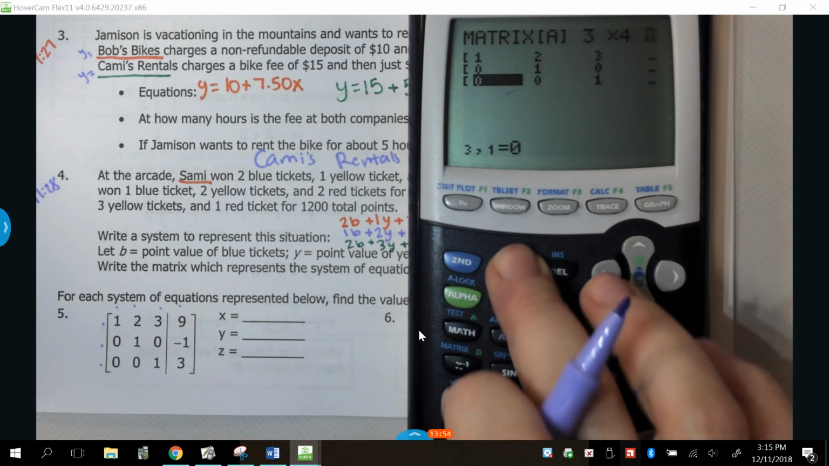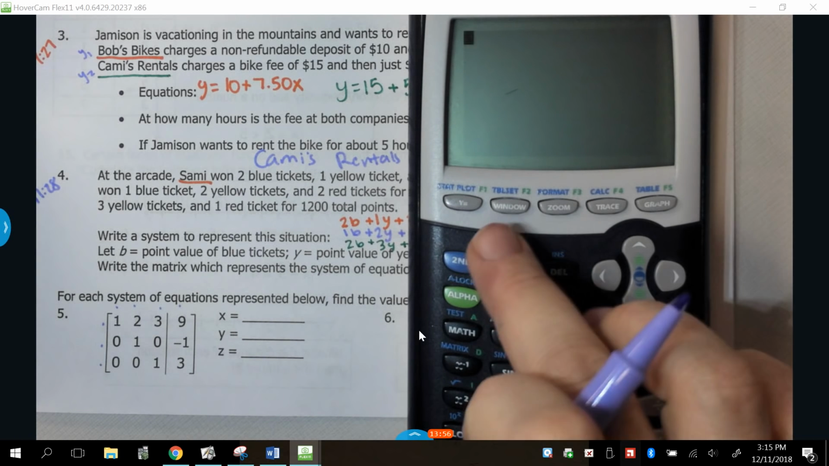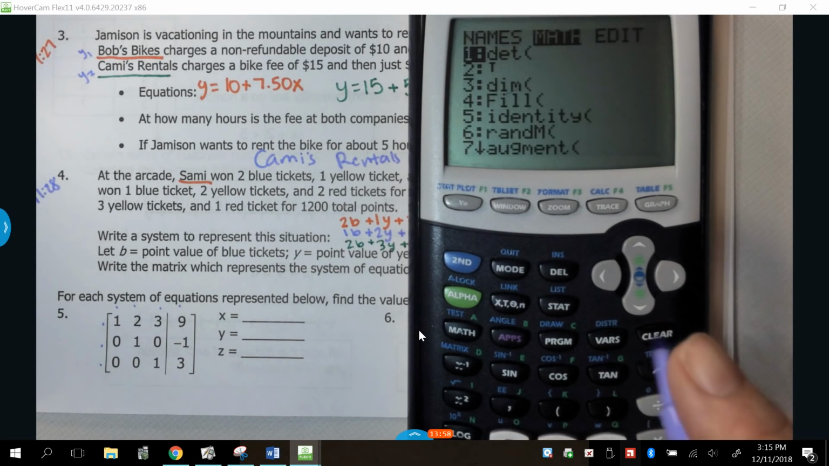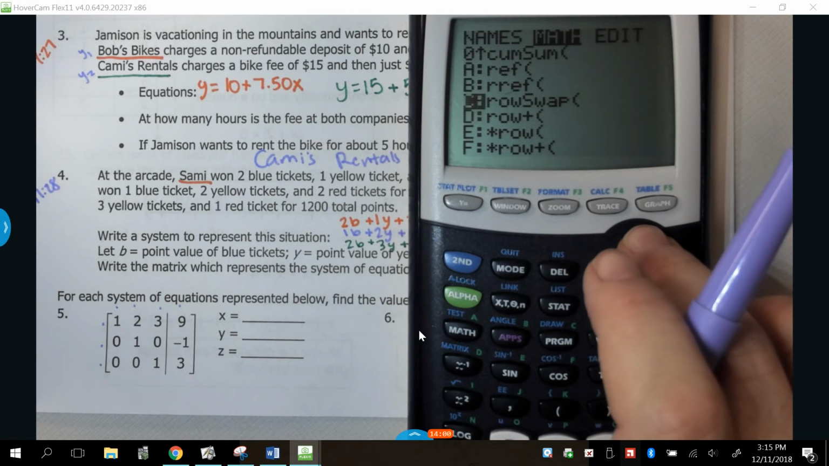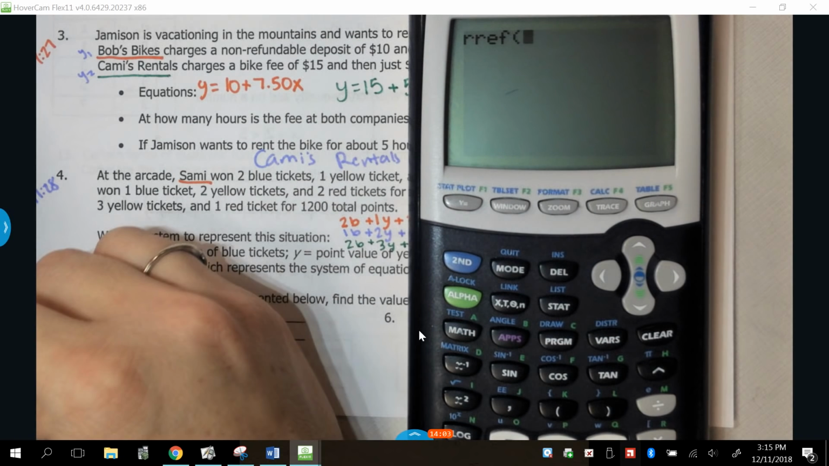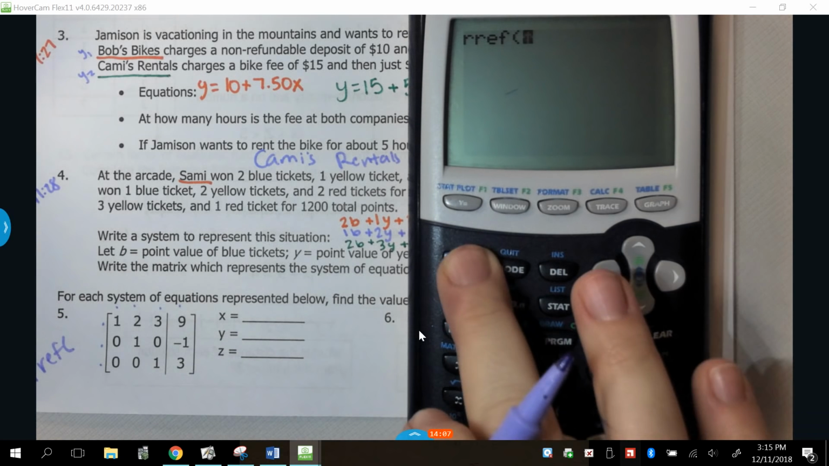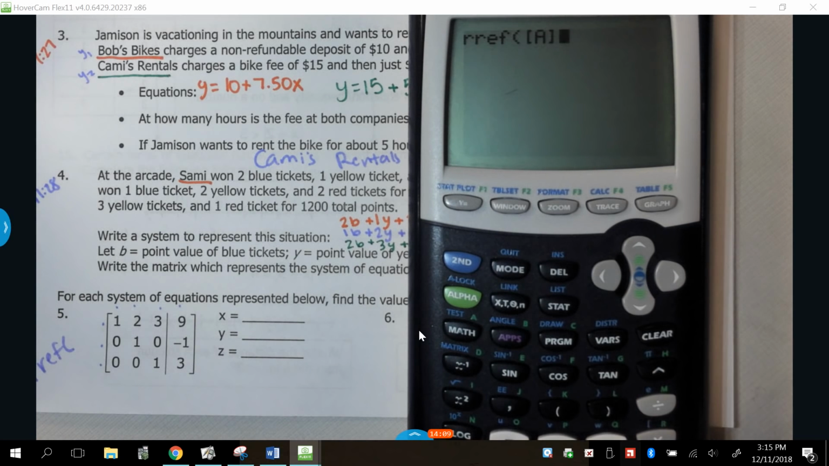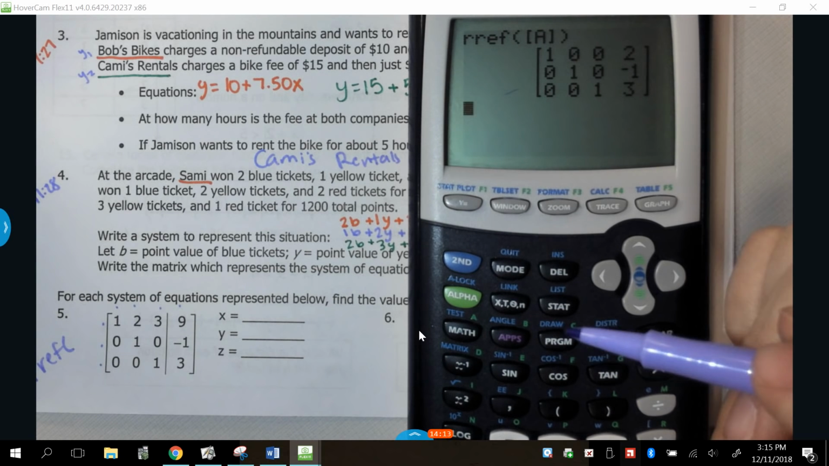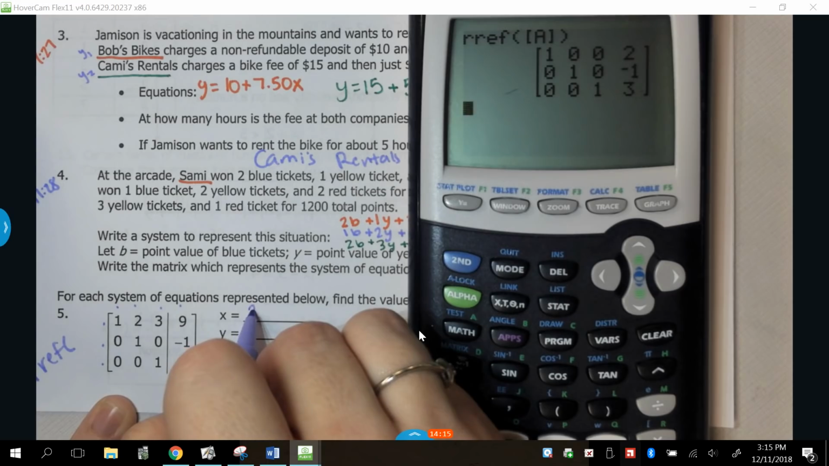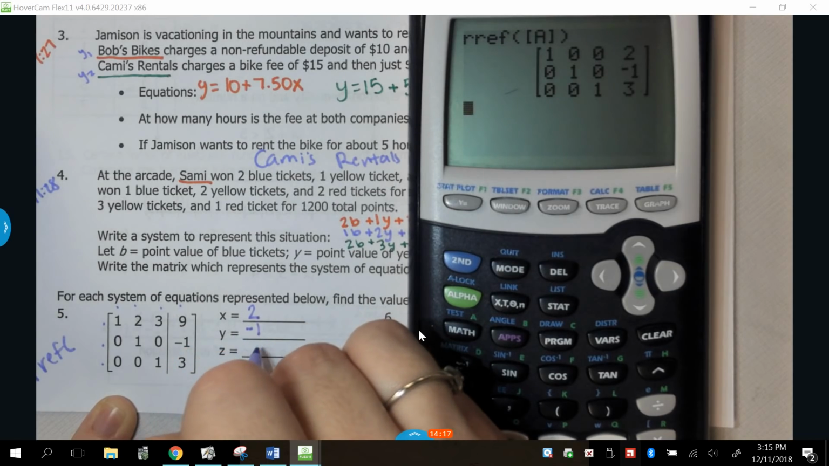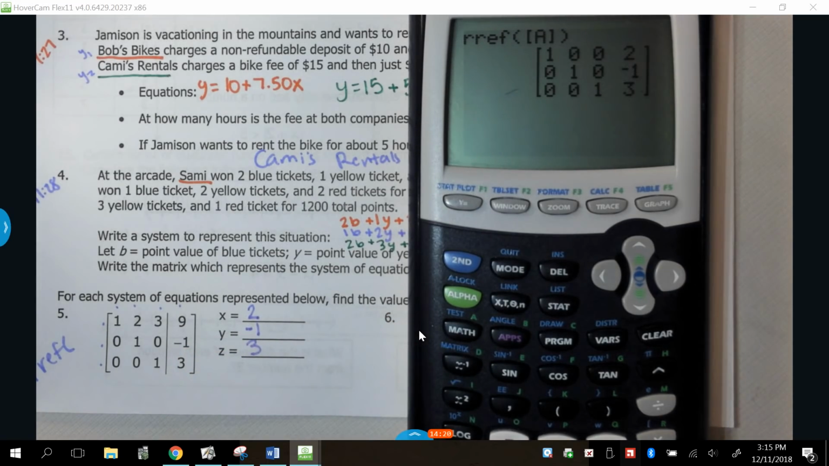Okay, so we can go to the home screen by second quit. We're going to go back to second matrix, go over to math, and go to RREF. So remember, we're looking for RREF. Okay? And we're going to go back to second matrix and put in that matrix we just built. There's my answers. X, Y, Z. Remember, alphabetical order. So 2 is my X, negative 1, and 3 is my Z.